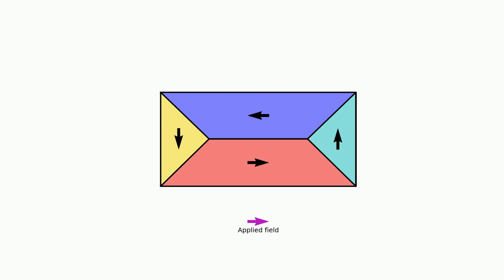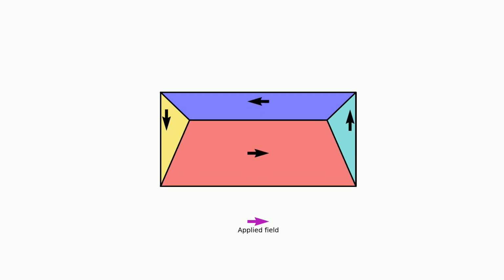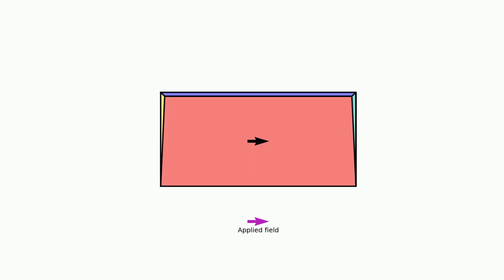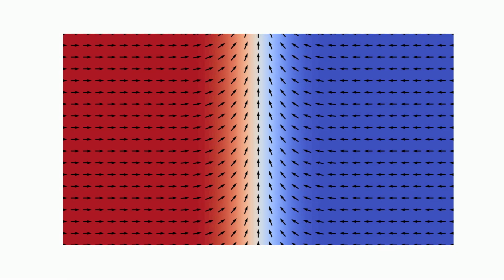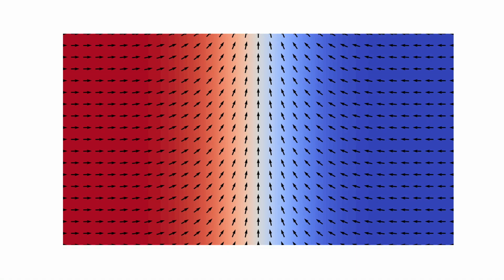Apply a magnetic field and these domains all align, and you are left with a permanent magnet. Well, not necessarily permanent, but you get the point. When we look at two domains, there is a small region where there is a gradual transition from one direction to another, and this is a domain wall.